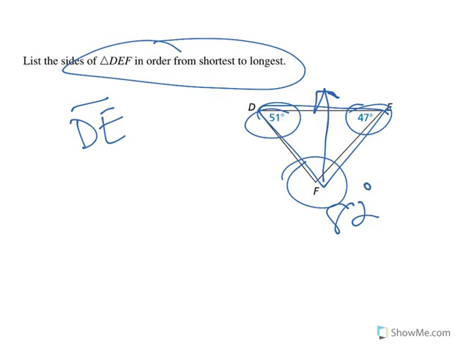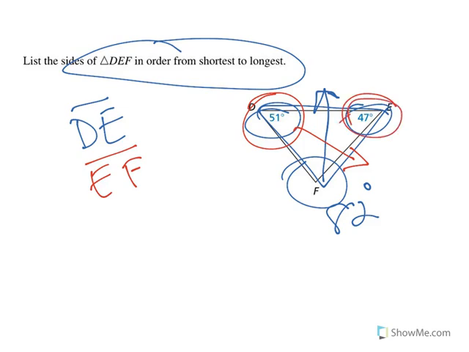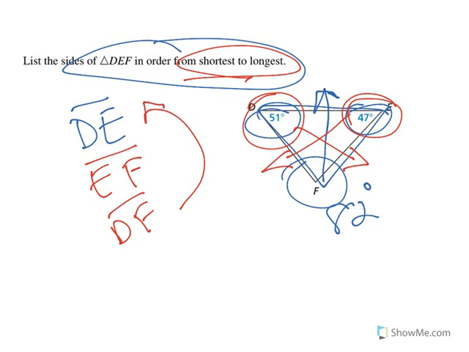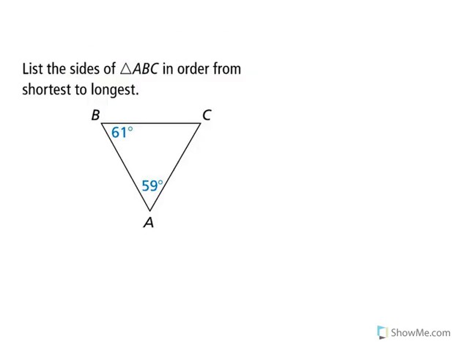And then next would be 51, so that would mean that EF would be next. And then 47 would be the smallest, so DF would be the smallest, which means we actually did this backwards, as it says shortest to longest. So we did it in backwards order. Same difference. So we'll do it right this time.